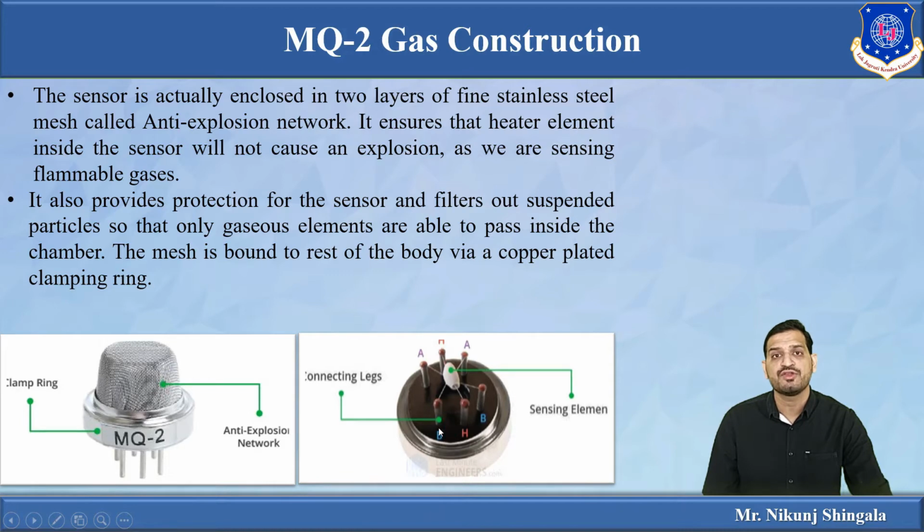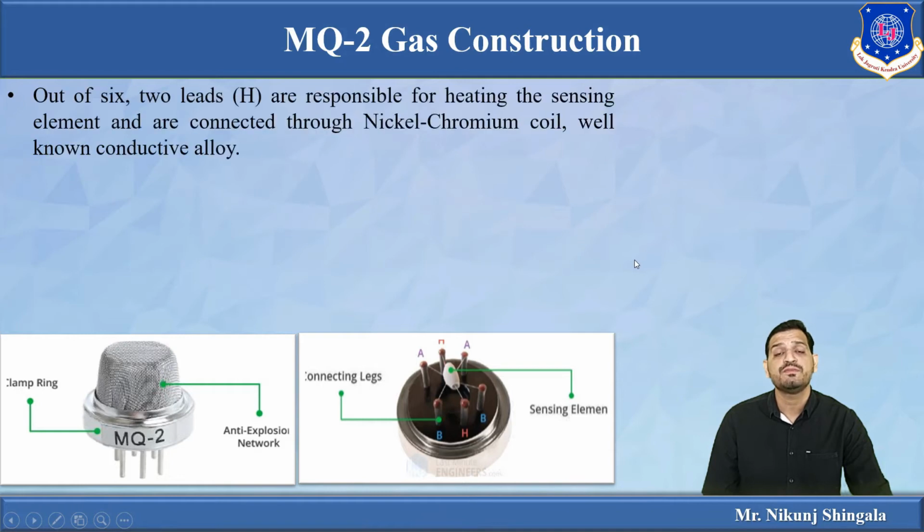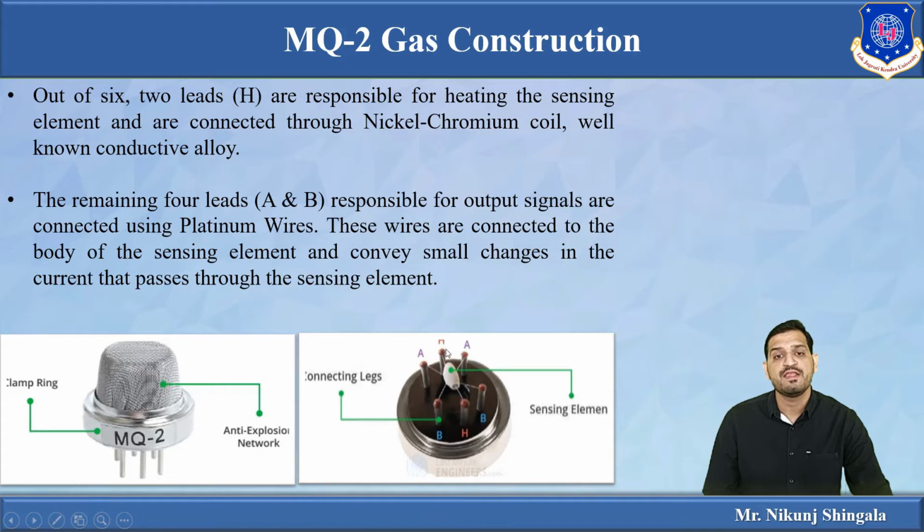And this is the internal structure. What is there inside this? As you can see, there are 6 leads available, and these are connected to the sensing element. So let us see how that sensing element works. What is the construction of this sensing element? As I mentioned, there are 6 leads. Out of these 6 leads, 2 leads are responsible for heating the sensing element, and those are connected to a nickel chromium coil, which is a conducting alloy. The remaining 4 leads, the A and B leads, are responsible for getting the output signal, and those are connected by means of platinum wires. These wires are connected to the body of the sensing element, and they convey small changes in the current passing through the sensing element.